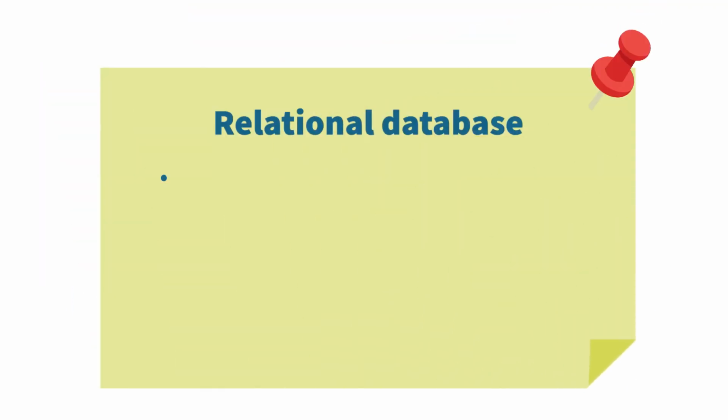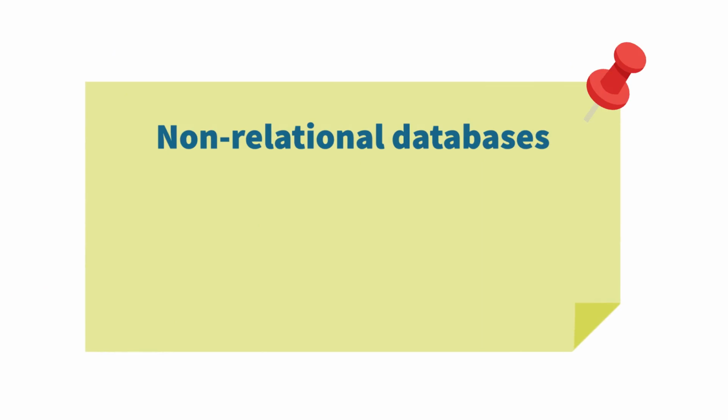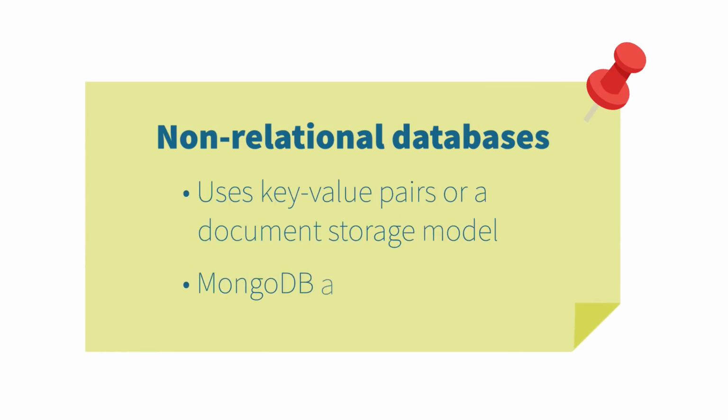Relational databases use tables with rows and columns to organize data. They also make use of SQL. SQL is a programming language that allows us to access and modify the data in relational databases. Non-relational databases use other means, such as key-value pairs or a document storage model. They are also called NoSQL databases because they don't use SQL.